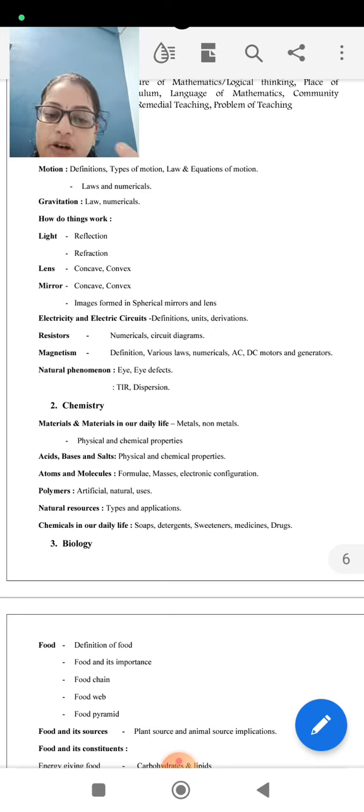We are learning the combination, the preparation, and what is added in these contents. Soap, detergents, sweeteners, medicines, drugs: we are using these items in our daily life. So we are learning how they are formed and what the contents of these items are, in the topic of chemicals in our daily life. Next, we are moving to biology.